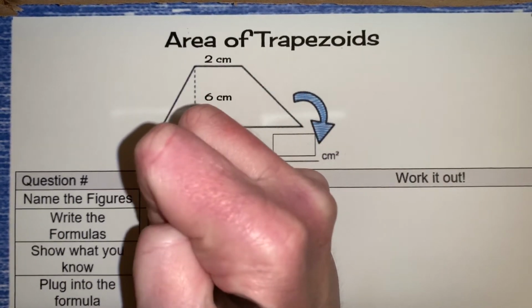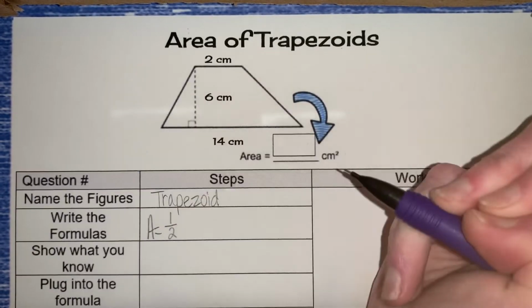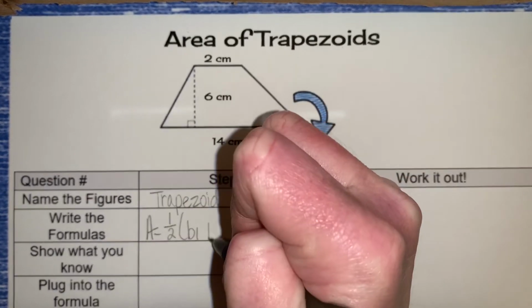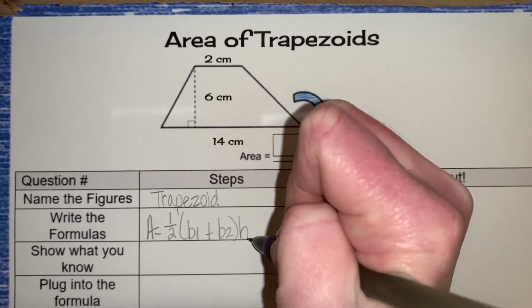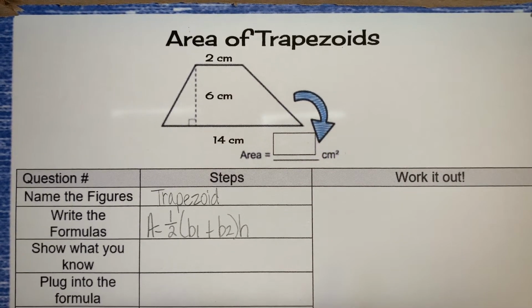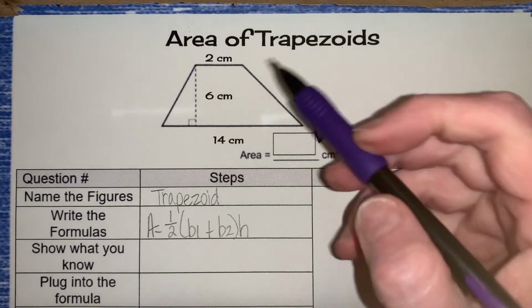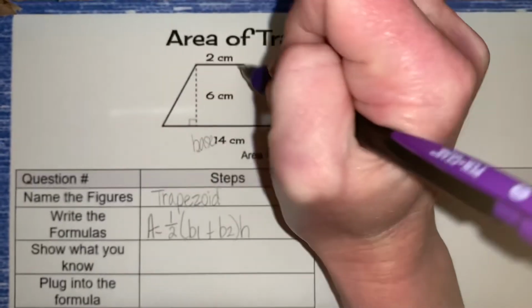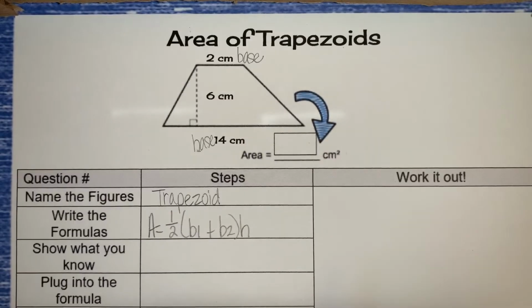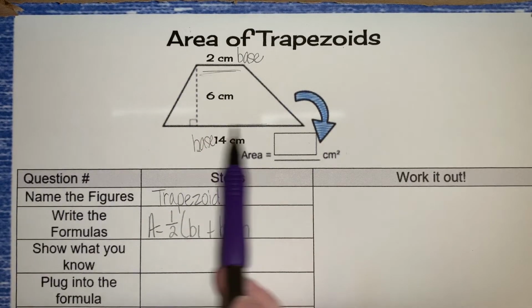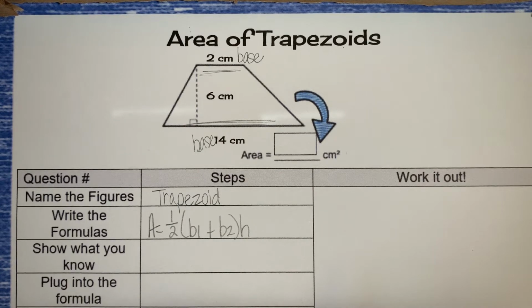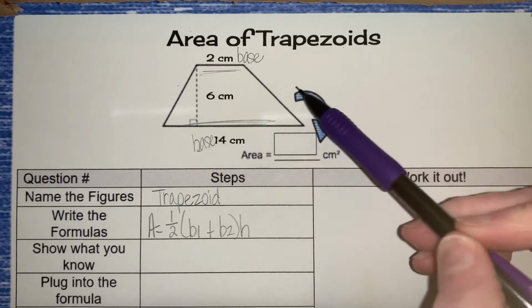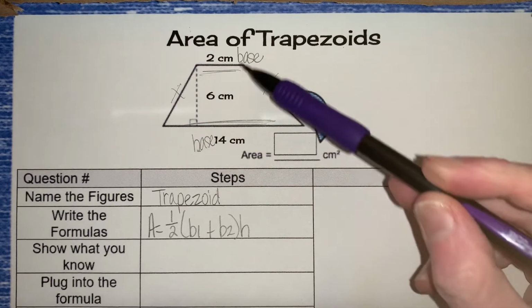And the formula for the area of a trapezoid is half B1 plus B2 times the height. B1 and B2, those are the bases. Those are going to be the sides that are parallel in a trapezoid. So in this example, this is a base, and this is a base, because these two sides are parallel to each other. We're not looking at the slanted sides. We don't need these. We need the bases.